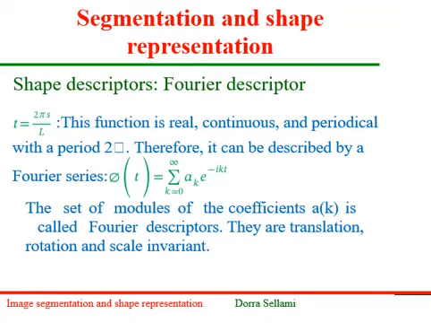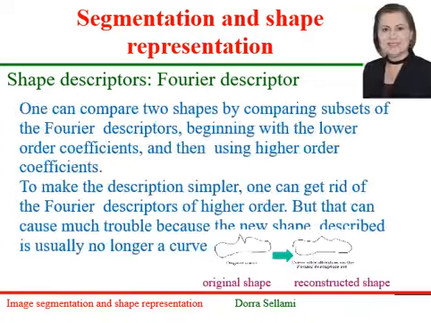Therefore, it can be described by a Fourier series as follows. The set of modules of the coefficients a k is called Fourier descriptors. They are translation, rotation and scale invariant. One can compare two shapes by comparing subsets of the Fourier descriptors, beginning with the lower order coefficients and then using higher order coefficients. To make the description simple, one can get rid of the Fourier descriptors of higher order, but that can cause much trouble because the new shape described is usually no longer a curve, as illustrated in the figure below.